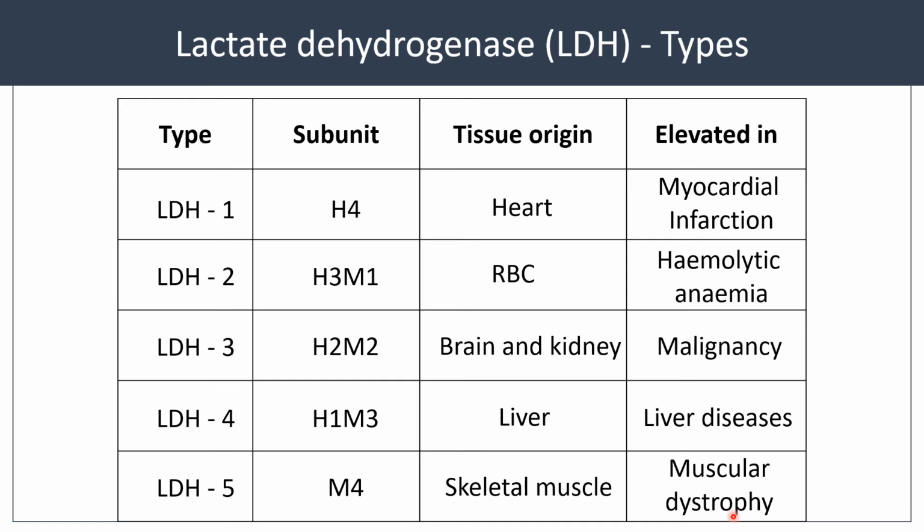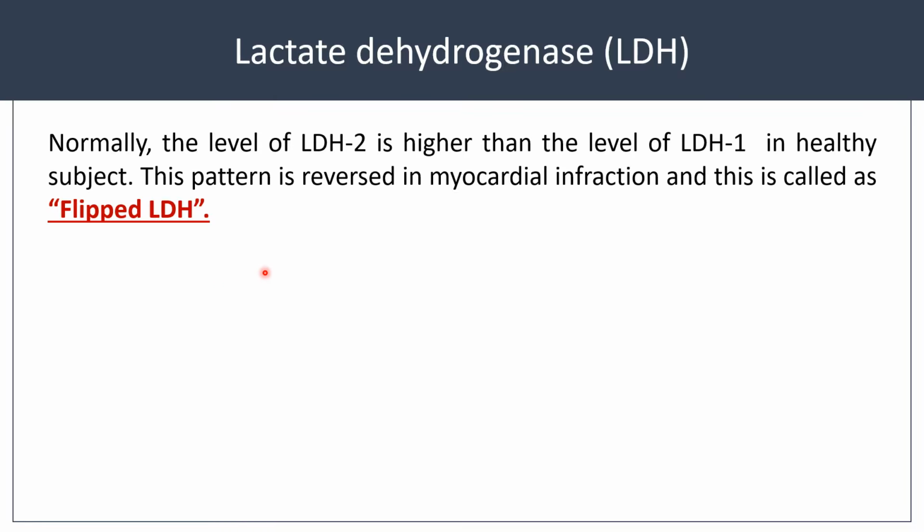I told you in the previous class, in a healthy individual, LDH2 concentration will be higher than that of LDH1. But in case of myocardial infarction, LDH1 concentration will become higher than that of LDH2, which is called the flipped pattern. So normally LDH2 is higher than LDH1, but in the flipped pattern, that is in myocardial infarction, it is reversed. LDH1 will be higher than LDH2.